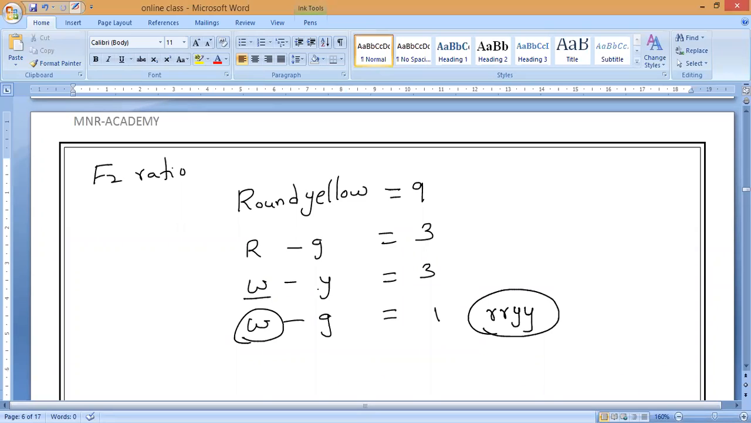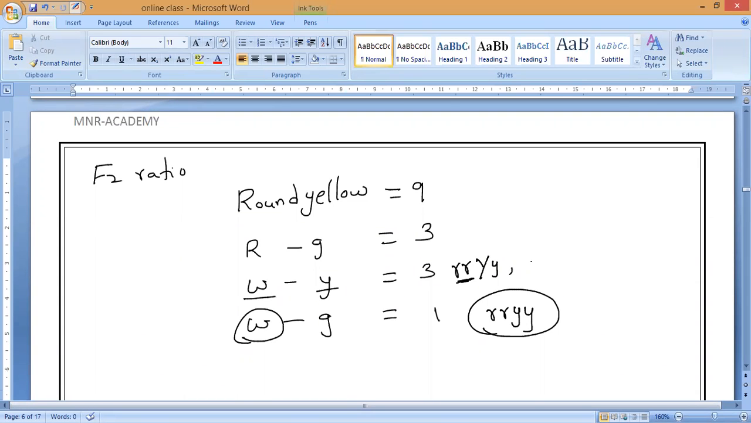Now, wrinkled yellow seeds. What are the possibilities? Can anybody say? First of all, wrinkled means small r. Definitely, yes or no, one pair of small r is wrinkled. So yellow seeds means what? Capital Y, small y. This is one possibility.